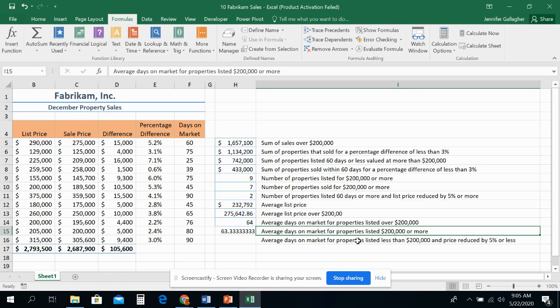Now, y'all, it's just a day, Miss G. Well, average days on the market for properties listed at 200,000 or more. Okay, that means include the 200,000. And you see, we get about a day's difference here.